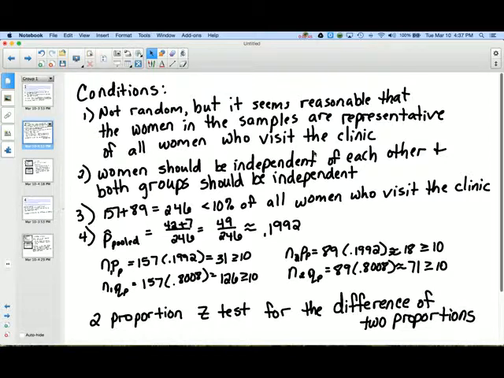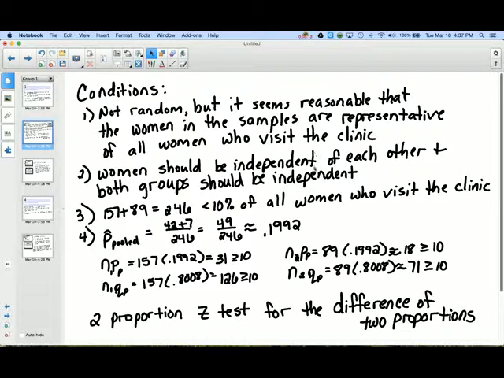And then to check our np, our large enough sample size, or our success-failure condition, we use the pooled p-hat value. So I add 42 plus 7, my 2 successes, I get 49 out of 246. So that represents the pooled value, because remember, we're assuming in our null hypothesis that there's no difference, that it just all comes from one big group.